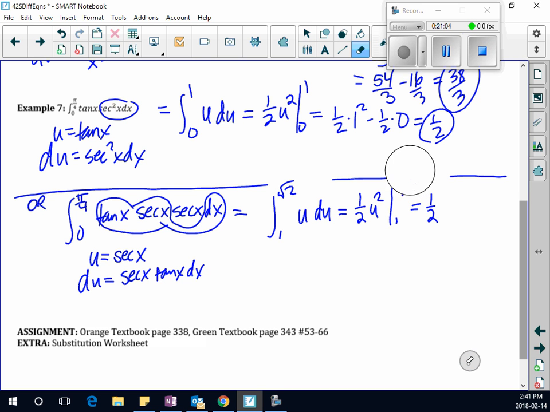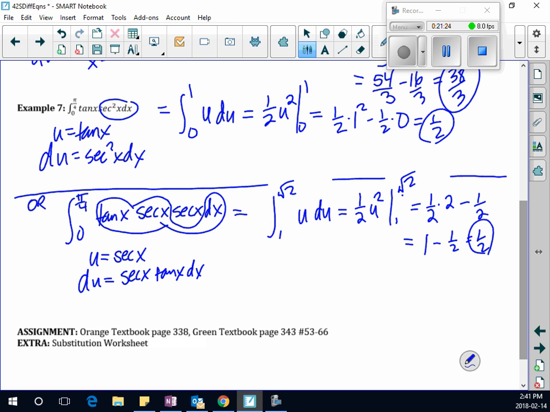Sorry, I'm just going to fix this up a little bit. Okay, so then root of 2 squared is just 2, times 1/2. And then you get 1 minus 1/2 is 1/2. Either way, you get 1/2.